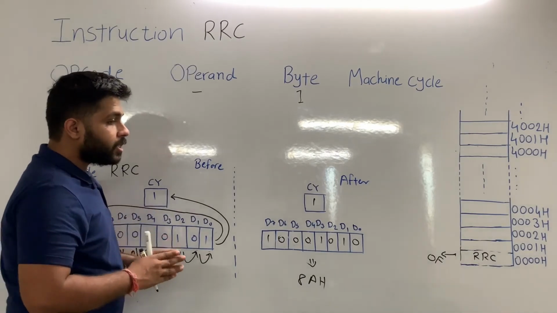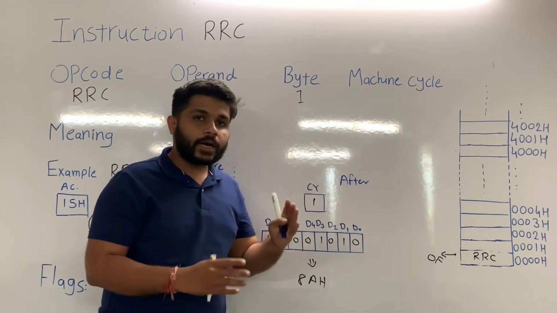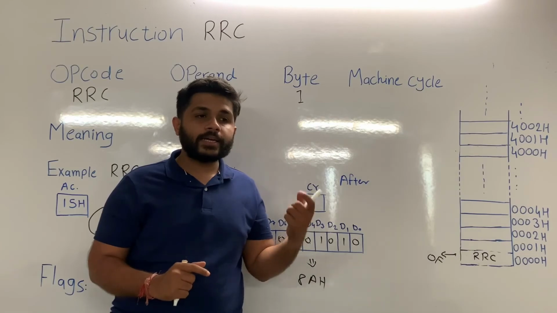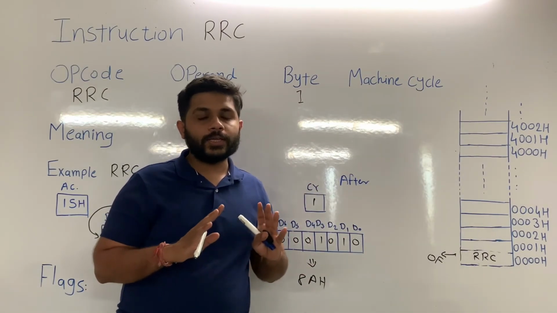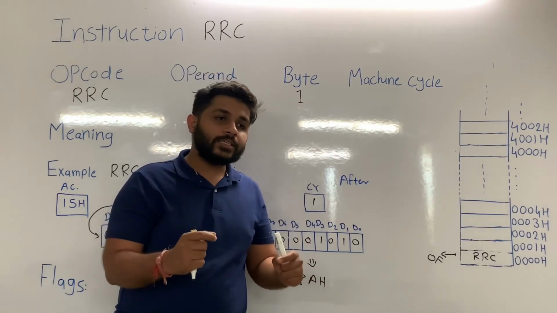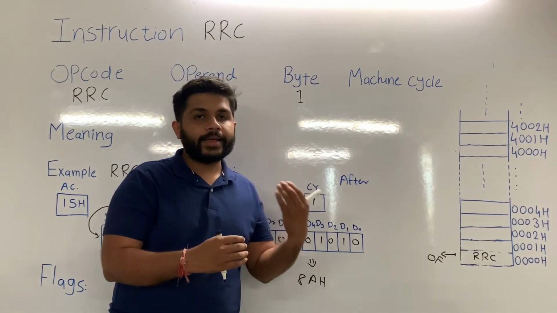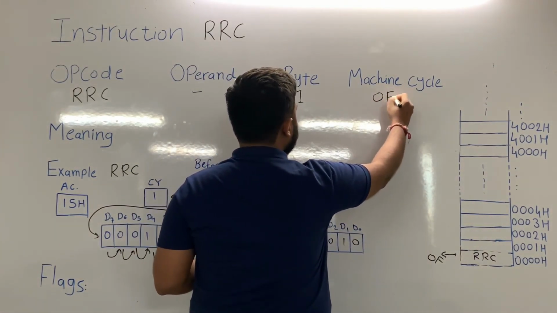So what I am trying to say is, if the processor is storing any data or reading any data during the execution, in that case an extra machine cycle will be required, that is memory read or memory write. In this example, the processor is not doing that. The processor is performing all the tasks within its internal register and carry flag. So only one machine cycle is required, that is opcode fetch.